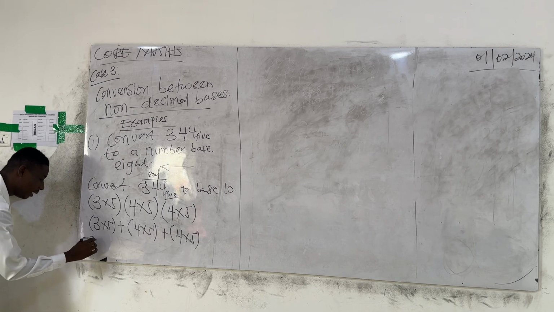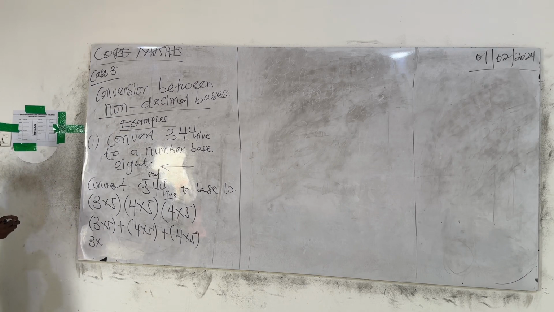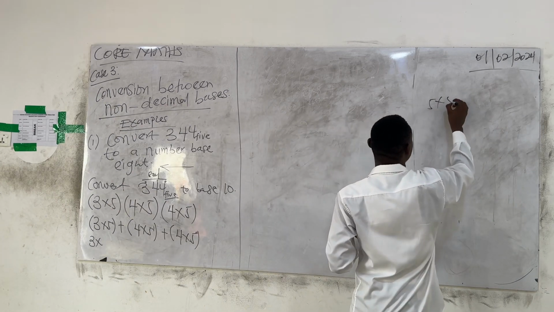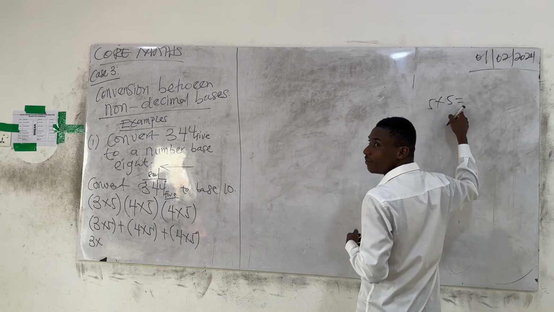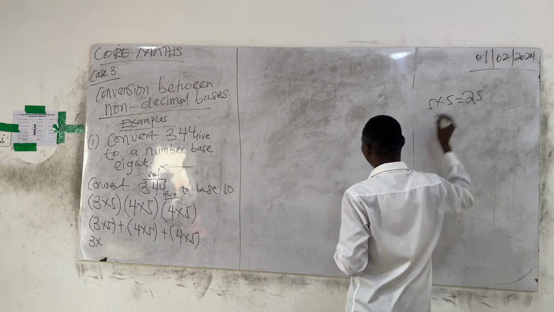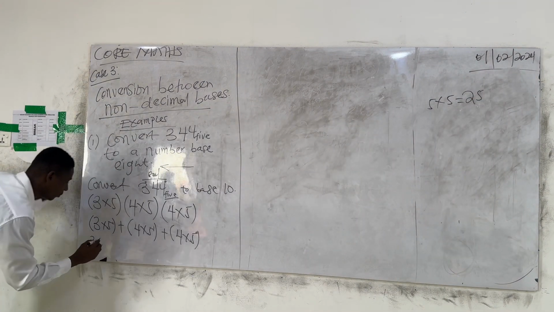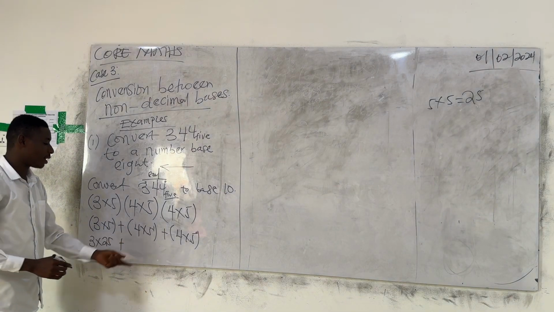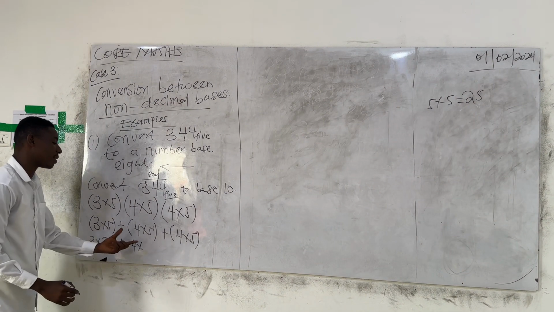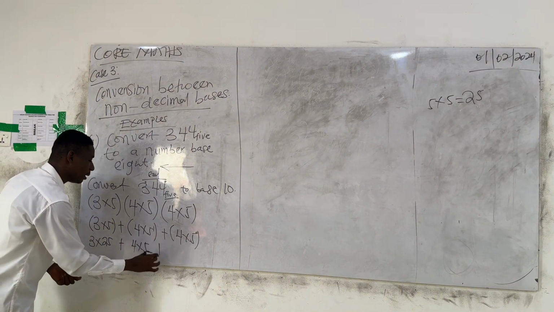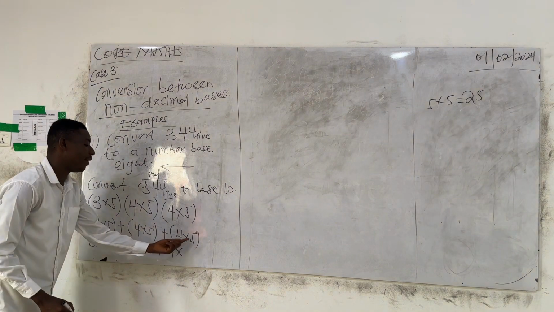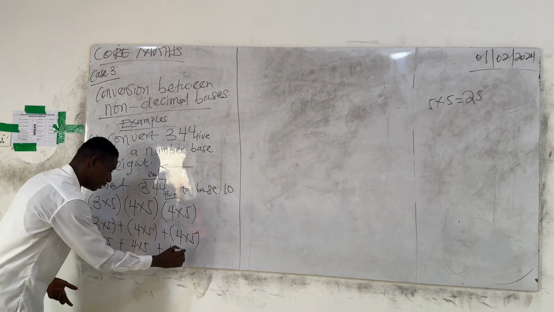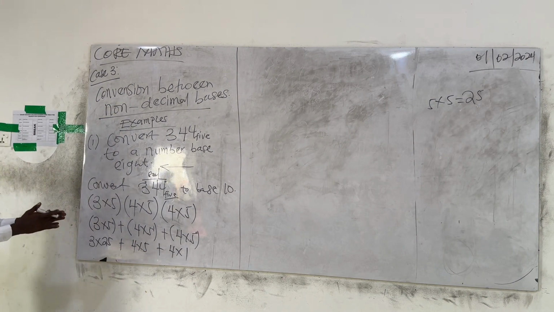So we have 3 times 5 exponent 2. And you know 5 exponent 2 is the same as what? 5 times what? 5. And 5 times 5 gives you what? 25. Plus 4 times 5 exponent 1. And 5 exponent 1 is the same as what? 5. Plus 4 times 5 exponent 0. 1. And you know why it is 1. Good.